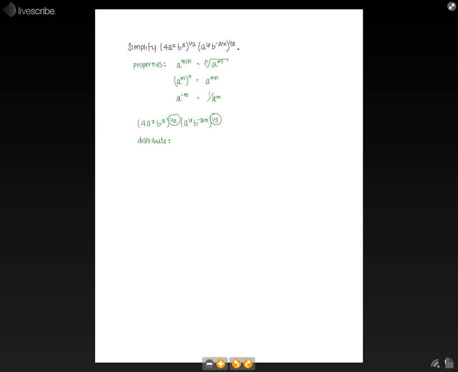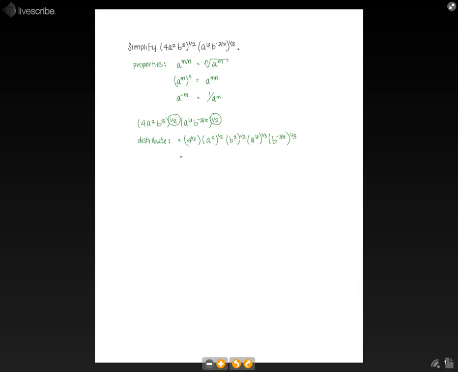So that gives us 4 to the 1/2, a squared to the 1/2, b cubed to the 1/2, a to the 6th to the 1/3, b to the negative 3/2 to the 1/3. Alright, so now we can use that second property of exponents to simplify this even further.